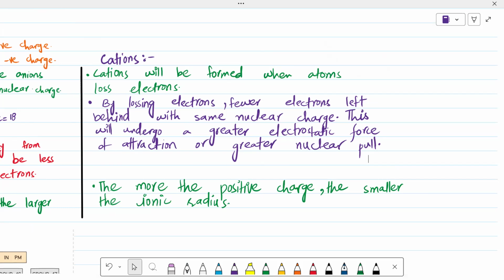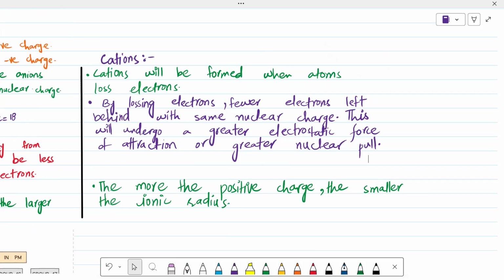I was saying that because there's a greater nuclear force, the electron shells will be closer together. That's why the radius will be less.